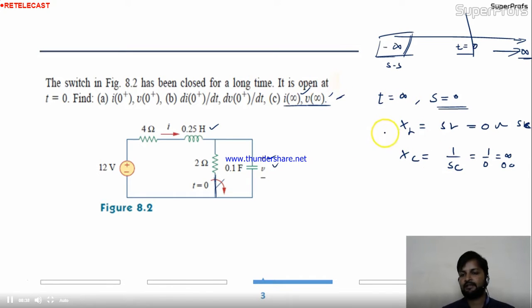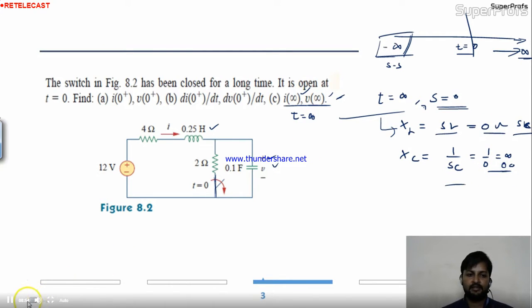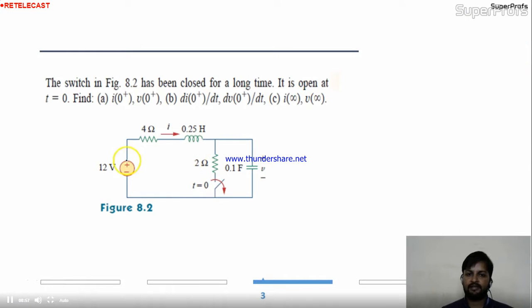How can you get this? What you have to do, you have to open it or short it. You can easily get it. Here the time value is infinity, so the frequency value is 0. We know these two formulas, so we can get the conditions for inductor and capacitors. So if you draw the new circuit, the inductor you will replace by short circuit. What about this? You are opening at t equal to 0, so there is no meaning for this branch. Open.